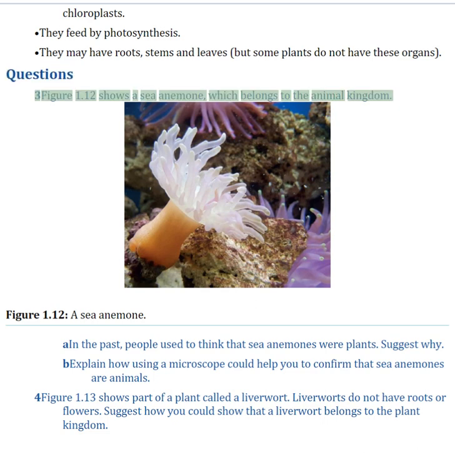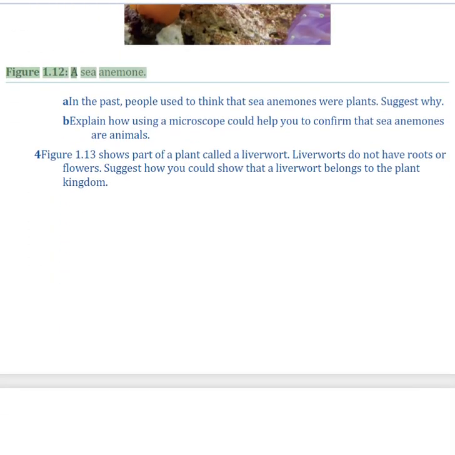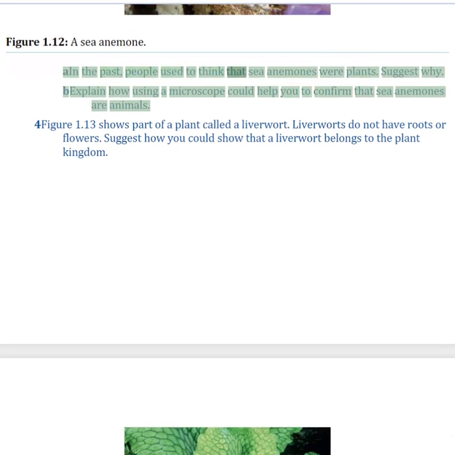Questions. 3. A. Figure 1.12 shows a sea anemone, which belongs to the animal kingdom. Figure 1.12, a sea anemone. In the past, people used to think that sea anemones were plants. Suggest why. B. Explain how using a microscope could help you to confirm that sea anemones are animals.